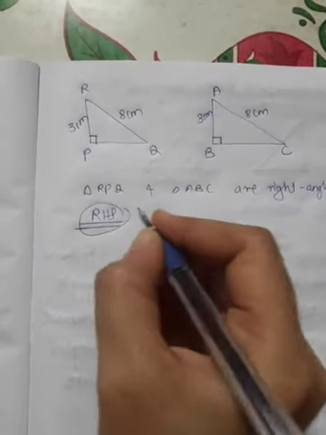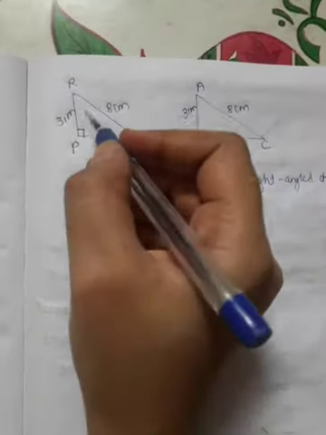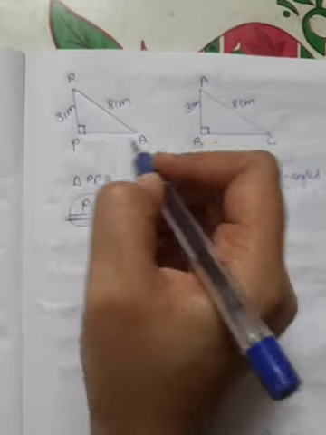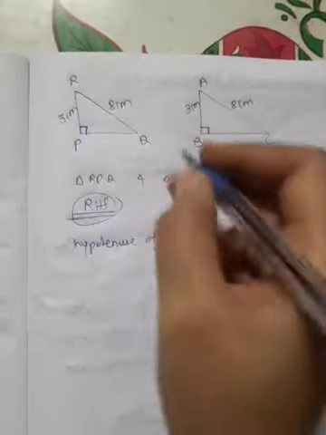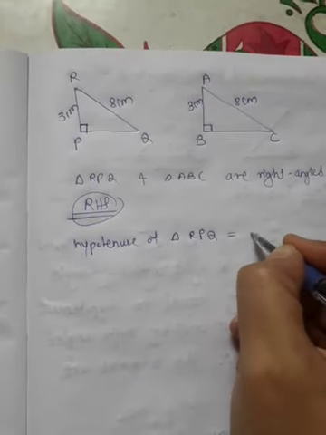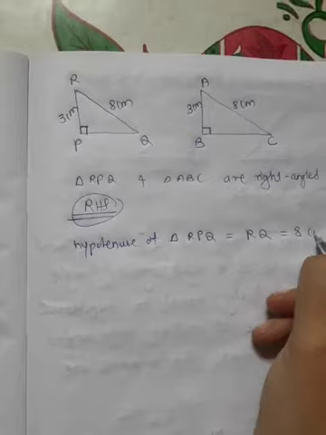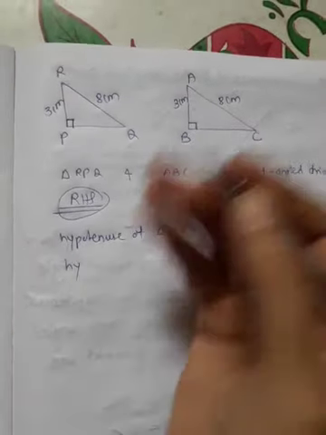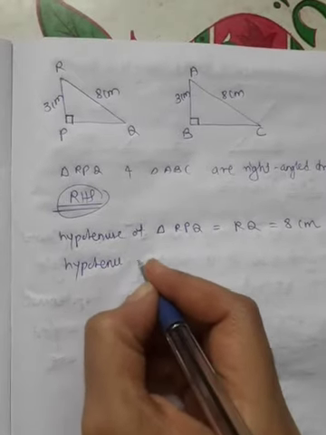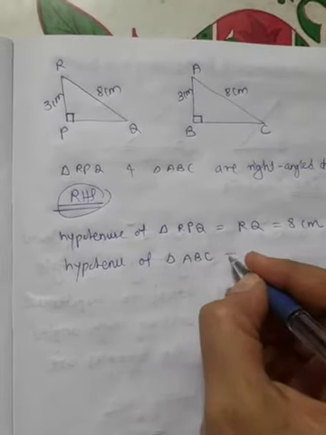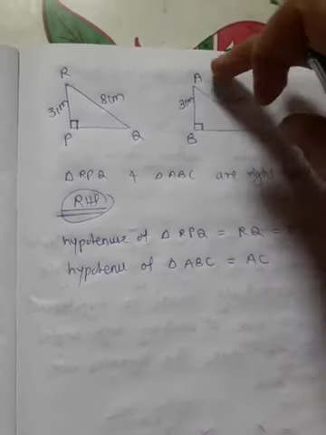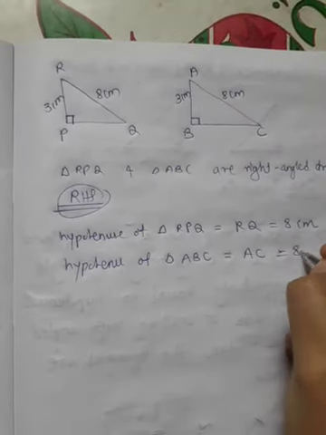What is the RHS criteria? If hypotenuse and one side. So here what are the hypotenuses? The hypotenuse of triangle RPQ is, we know, the side opposite to the right angle is called the hypotenuse. So here the hypotenuse of triangle RPQ is RQ and its length is 8 centimeter. And see what is the hypotenuse of the other right angle triangle. So here the hypotenuse of right angle triangle ABC is AC, and it has length 8 centimeter.